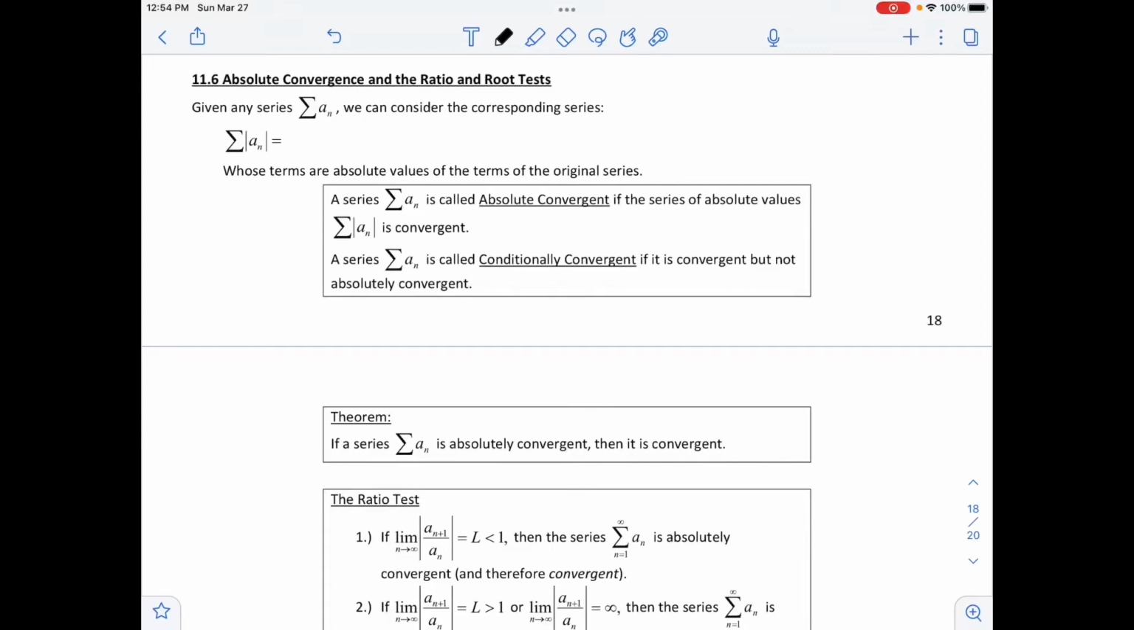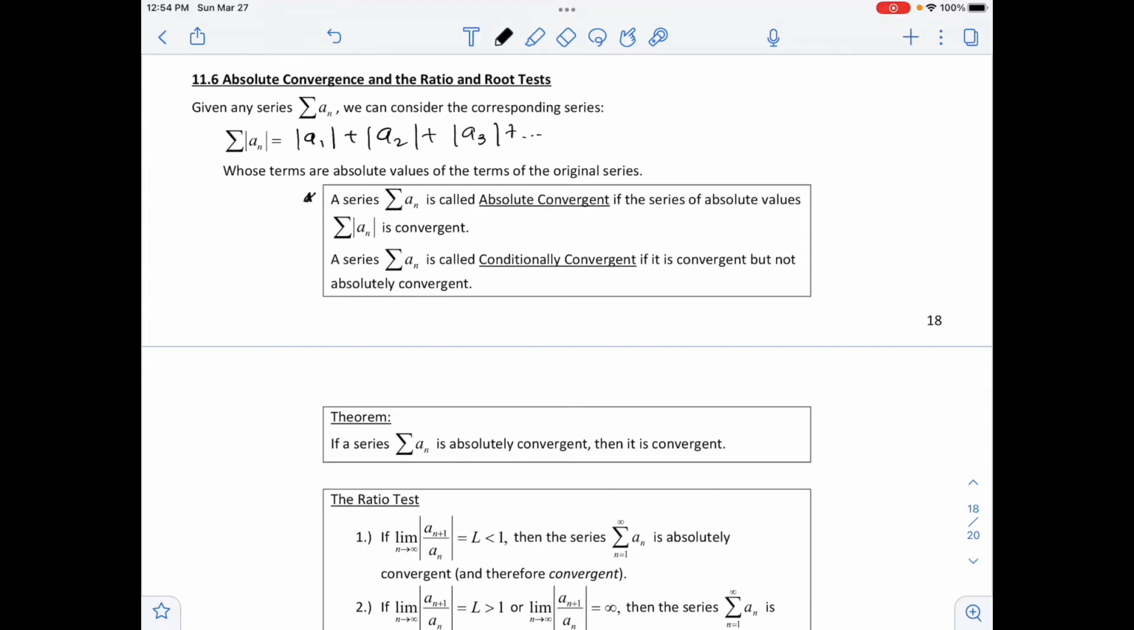We are in section 11.6, absolute convergence and the ratio and root test. Given any series, the sum of a sub n, we can consider the corresponding series, which is the sum of the absolute value of a sub n. This would be the same as saying the absolute value of a1 plus the absolute value of a2 plus the absolute value of a3, and so on, whose terms are absolute values of the terms of the original series.